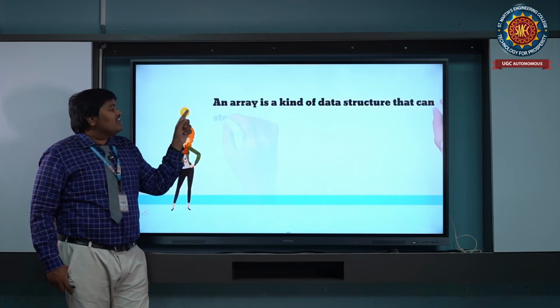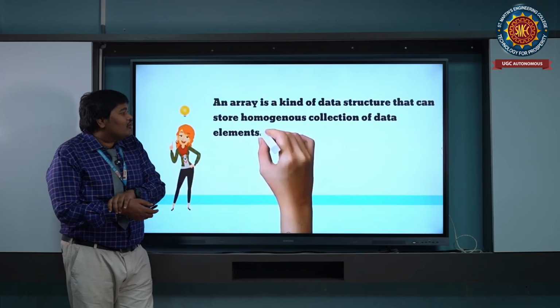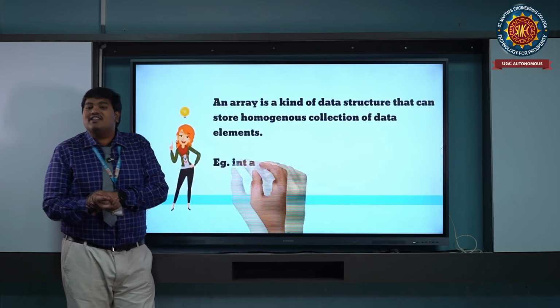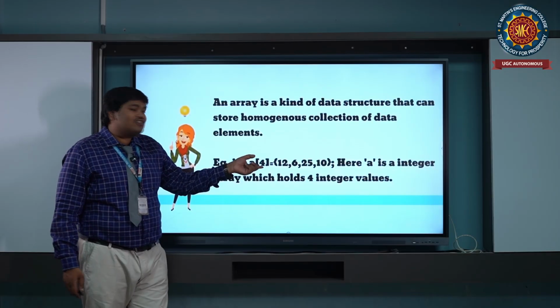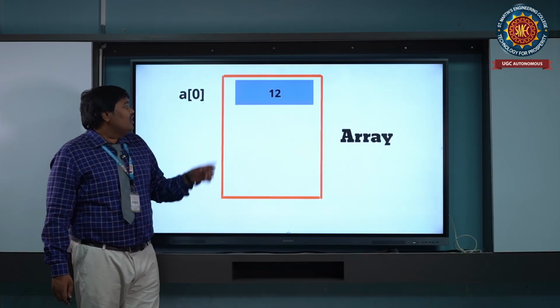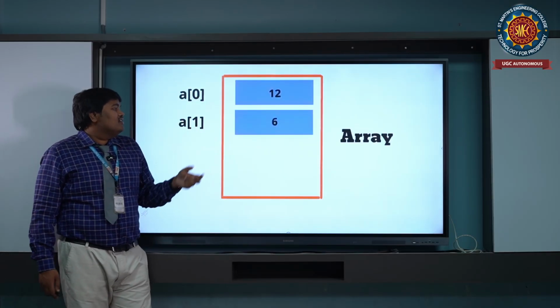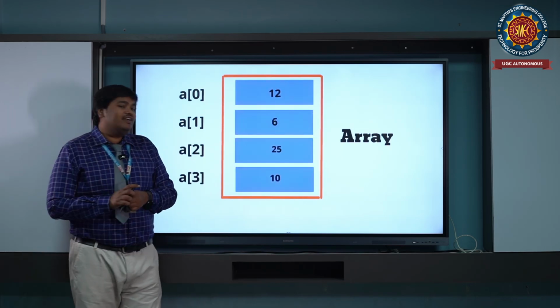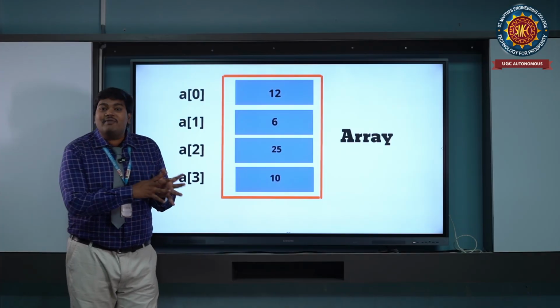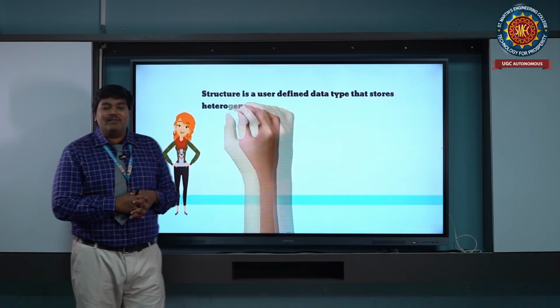So what is an array? Array is a kind of data structure that stores a homogeneous collection of data. Homogeneous means similar type of data here. So see the previous example at the starting of the video, given that array, how it can store 12, 6, and next one 25, and next one 10. So only similar type of elements I am storing. I am not storing different types of elements.